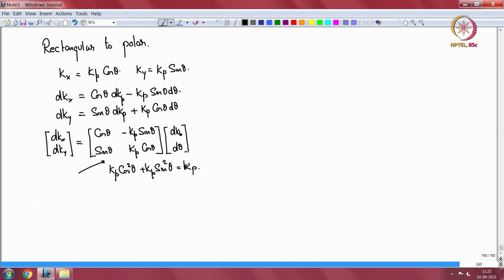So if I change the integral from rectangular to polar, what I will get is the real part of integral 0 to infinity, integral 0 to twice pi, e to the power of minus i kp r cos (theta minus alpha) kp dkp d theta, divided by square root of ka square minus kp square.